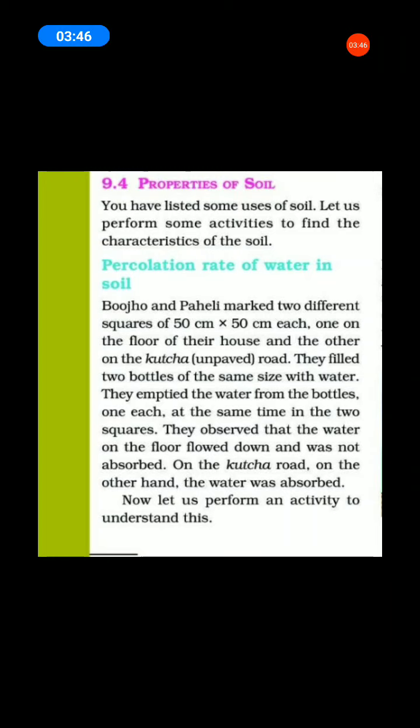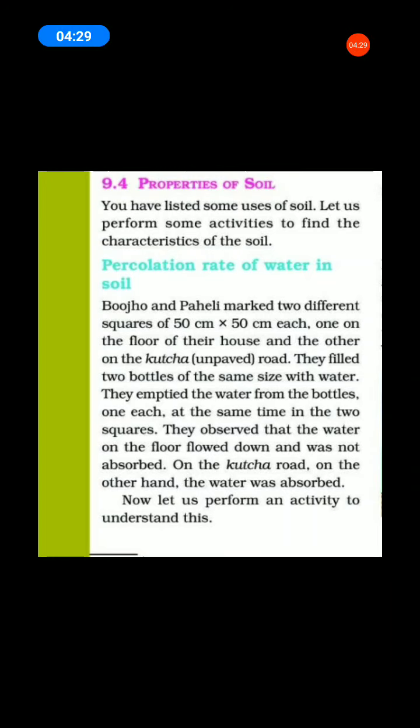Okay, next. Now we are going to discuss the topic properties of soil. 9.4 Properties of soil. So, students, all of you take your book, page number 100. Take your book and take your pencil. Okay, properties of soil. You have listed some uses of soil. Let us perform some activities to find the characteristics of the soil.